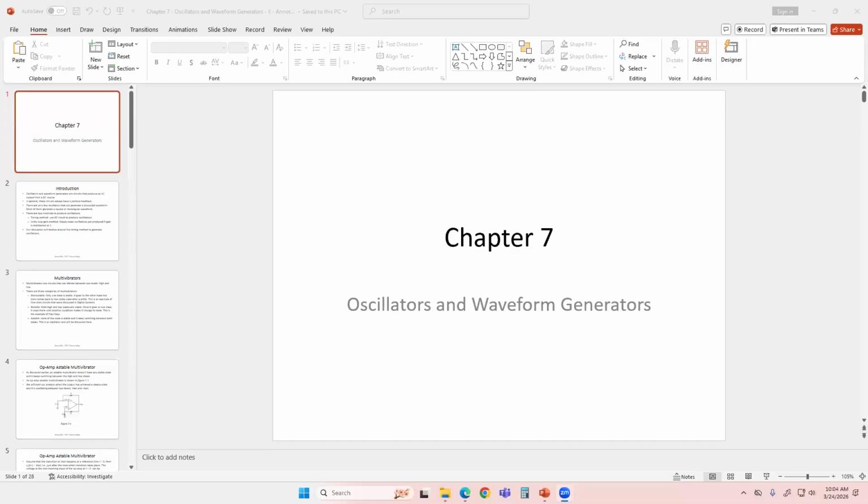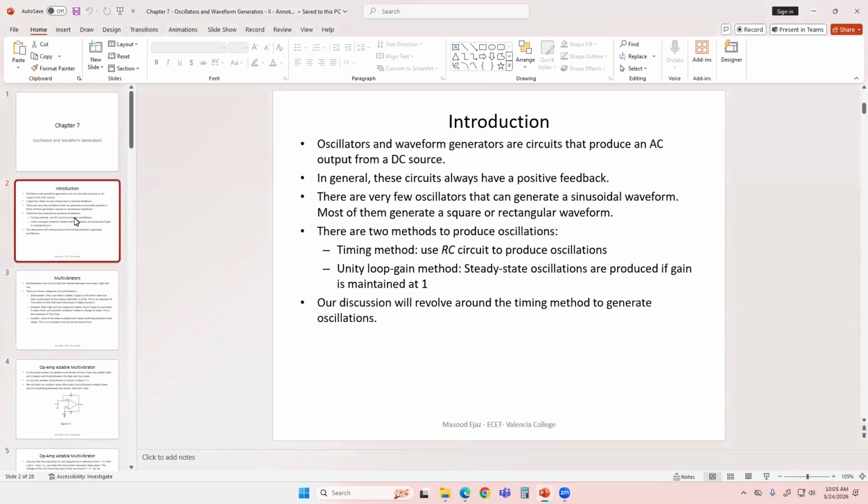So chapter number 7, oscillators and waveform generators. Again, the last chapter that deals with oscillators or well, Schmitt triggers and comparators that change their state, go to the V saturation and negative V saturation at certain values. Oscillators do the same thing, although oscillators keep switching between V saturation and negative V saturation.